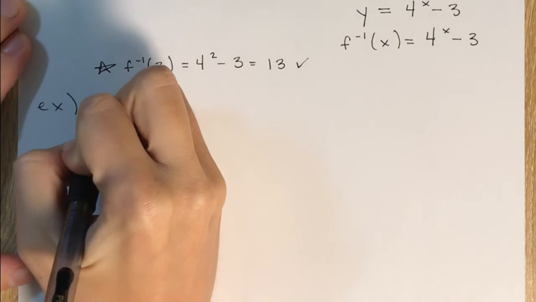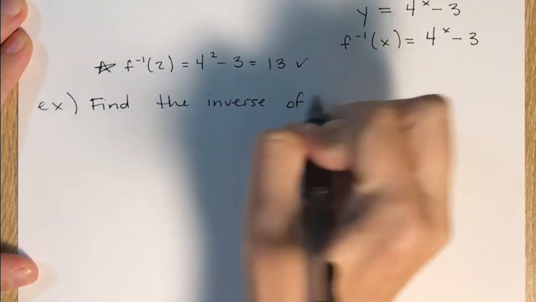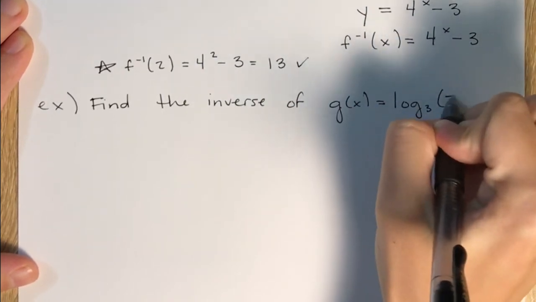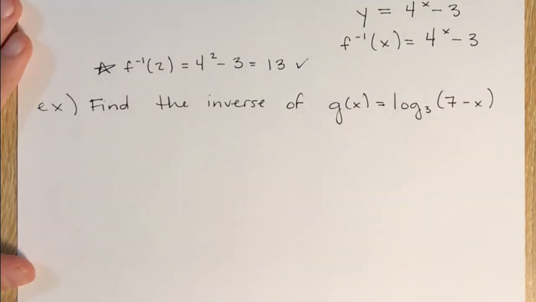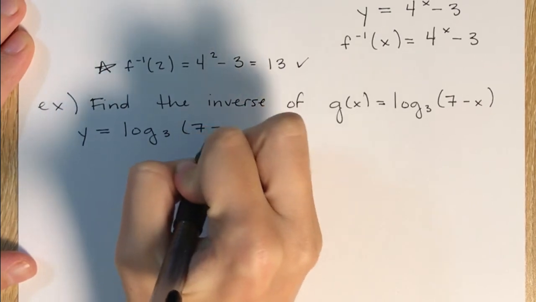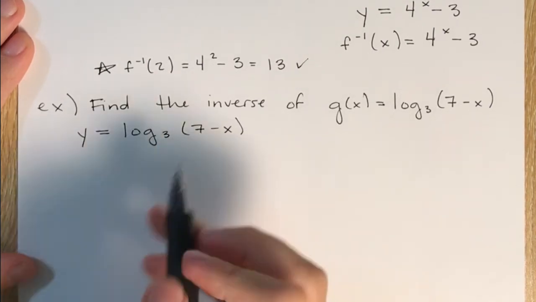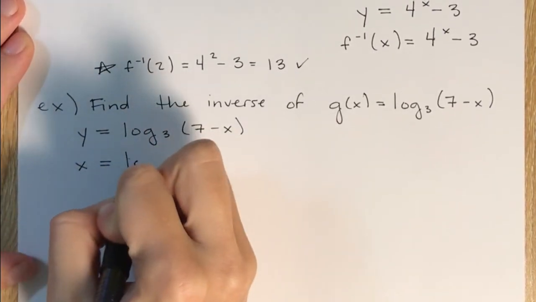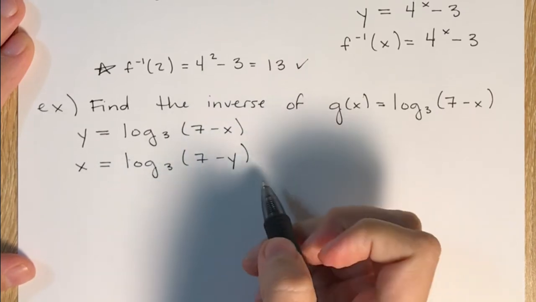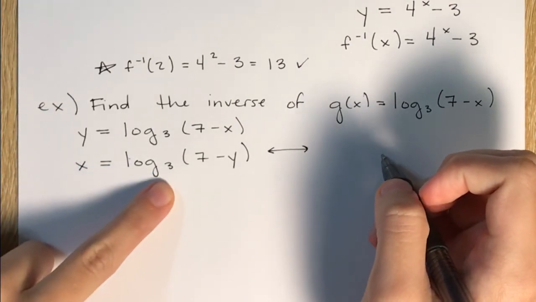Let's say I asked y'all to find the inverse of g of x equals log base 3 of 7 minus x. We rewrite the function with y. We swap x and y. We solve for y, which means getting it out of the inside of the logarithm, so we have to swap forms. We swap to exponential.